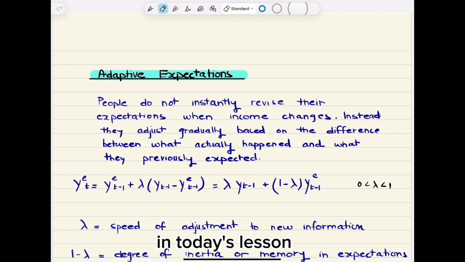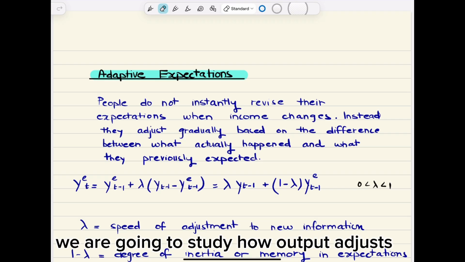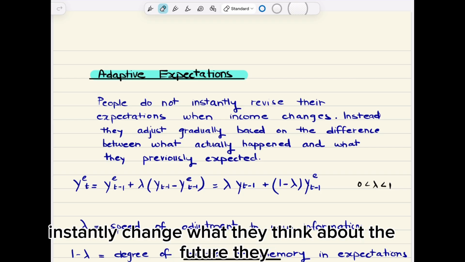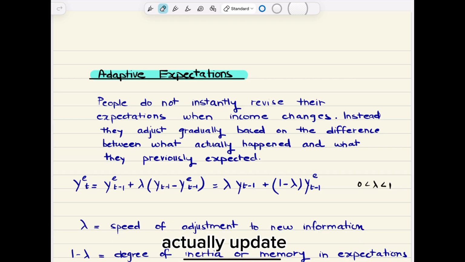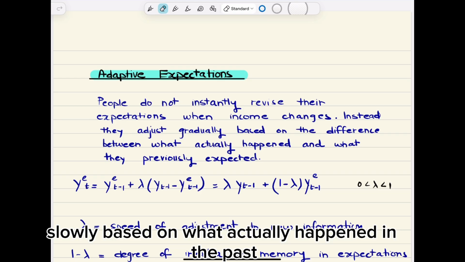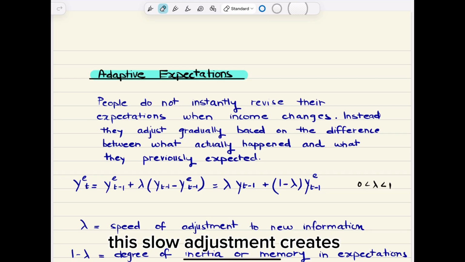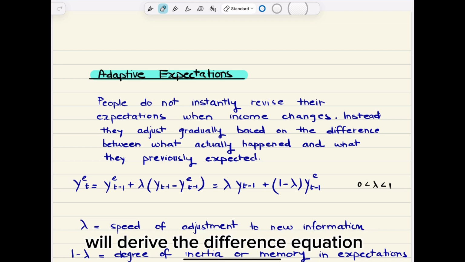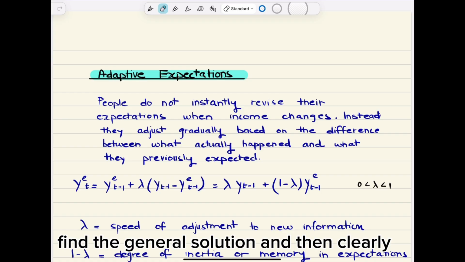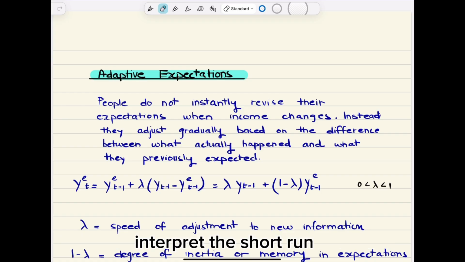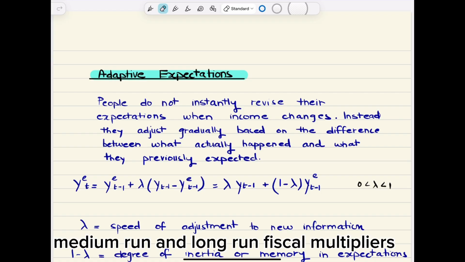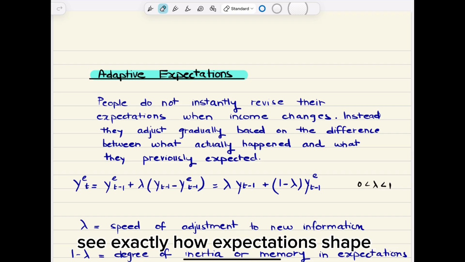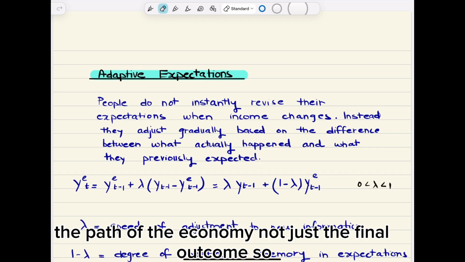In today's lesson, we are going to study how output adjusts over time when expectations are adaptive. People don't instantly change what they think about the future, they actually update slowly based on what actually happened in the past. This slow adjustment creates dynamics in income, consumption, and output. We'll derive the difference equation, find the general solution, and then clearly interpret the short run, medium run, and long run fiscal multipliers. So, by the end of this lesson, you'll see exactly how expectations shape the path of the economy, not just the final outcome.